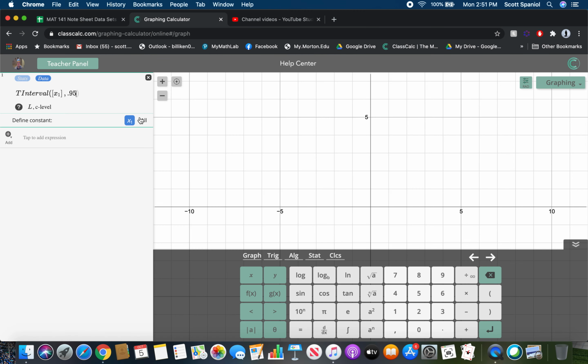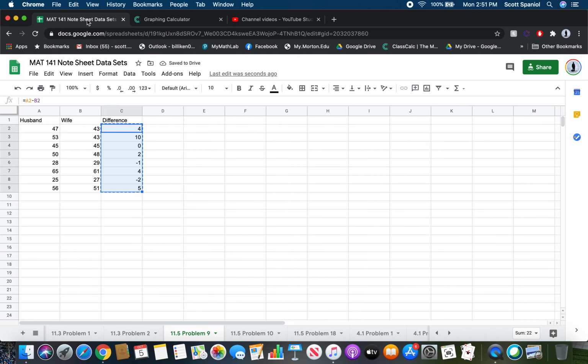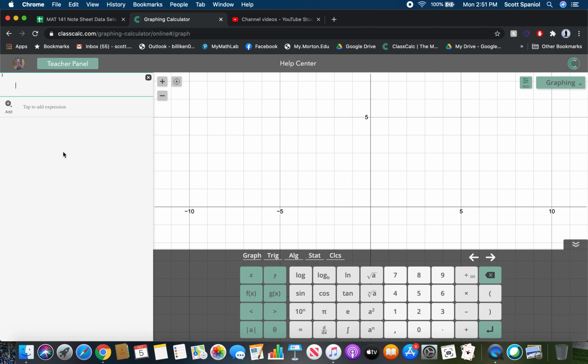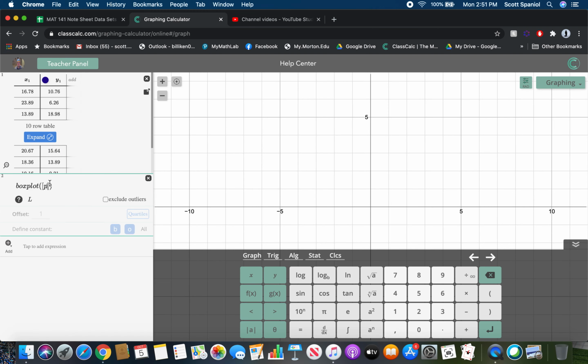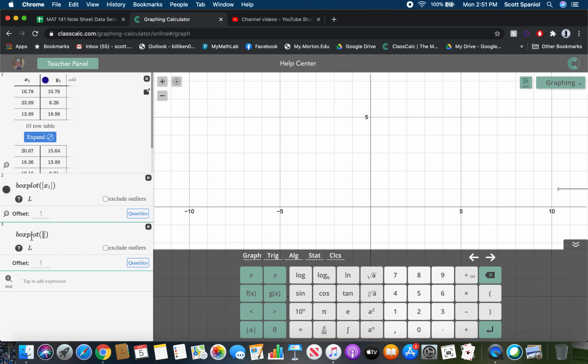So once again, if we go into the data sheets here, we can go into problem number 10 and we can copy and paste our data from Google Sheets into ClassCalc. And then we want to make some box plots, right? So let's make a box plot for x sub 1, and then also make a box plot for y sub 1. And we can tell it to exclude outliers so we can see if there's any outliers.